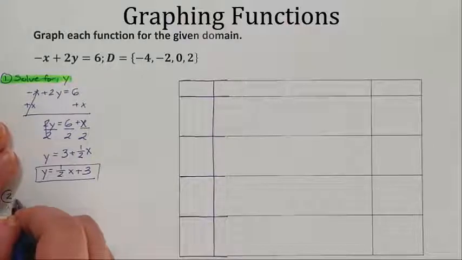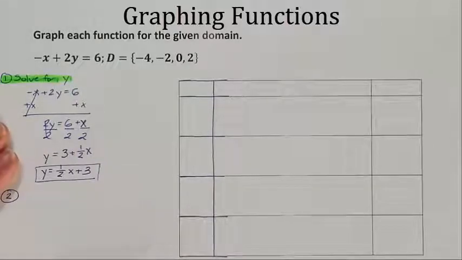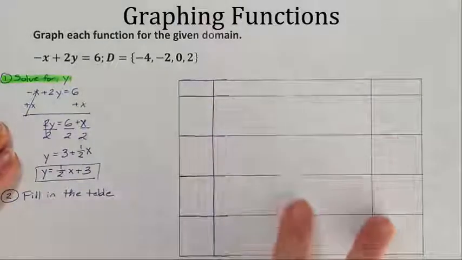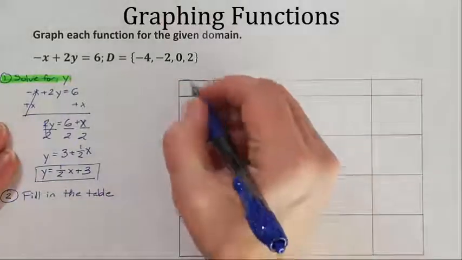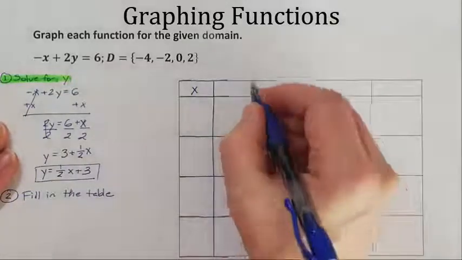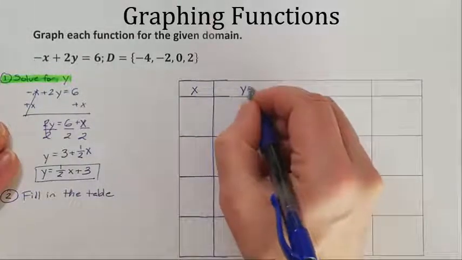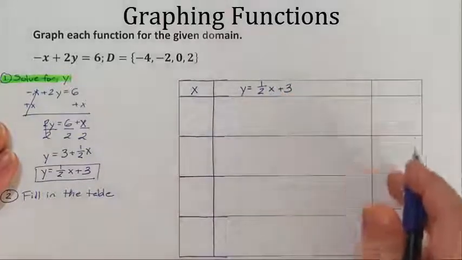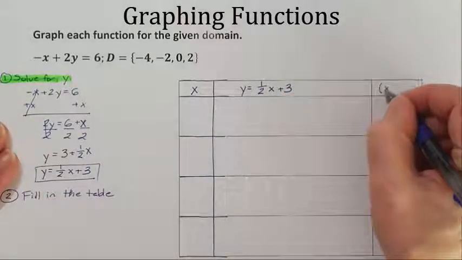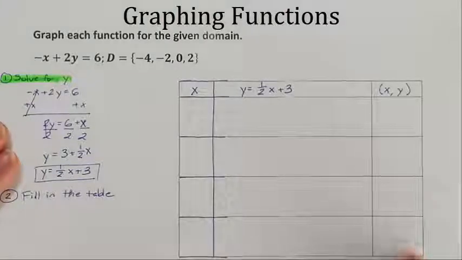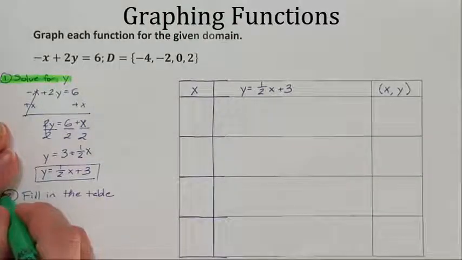Now that we've already done step 1, we need to move on to step 2. Step 2 is to fill in the table. This is our table over here. The first column in the table is always our x coordinates. The middle part of the table is always the rule, so we found that the rule is y equals 1/2 x plus 3. And the last part of the table is always the answer, the xy coordinate point. It's the point that we will be graphing. This is going to tell us what the answers are in the end. So step 2 is always to fill in our table.